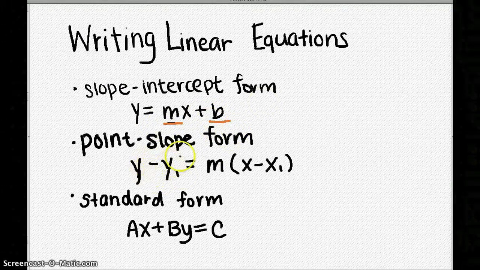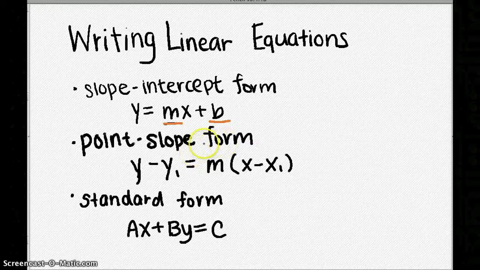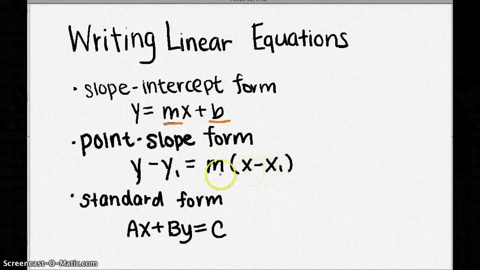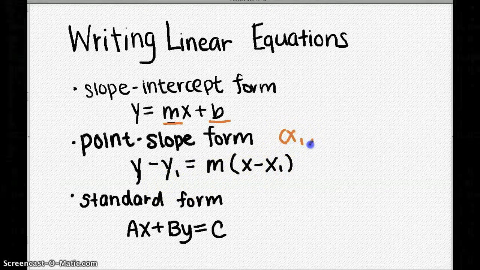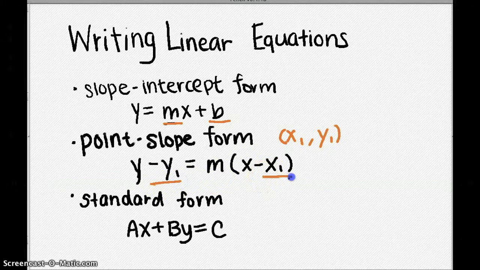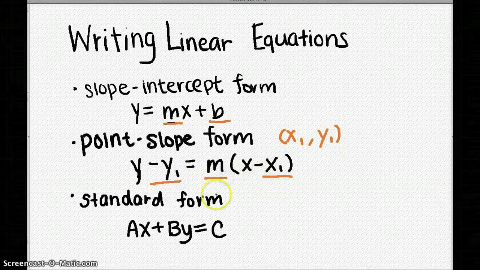Next is the point-slope form, and the point-slope form is good when the question gives you one point on the line and also the slope of the line. Then you just have to plug the numbers into this equation and it will be a lot easier. The point is x sub 1 comma y sub 1, and this is going to be plugged in here, and the slope once again is m.